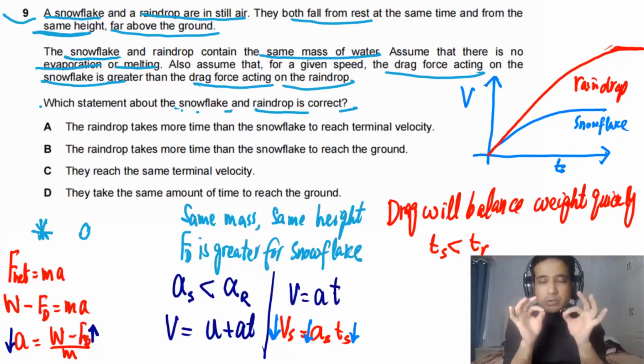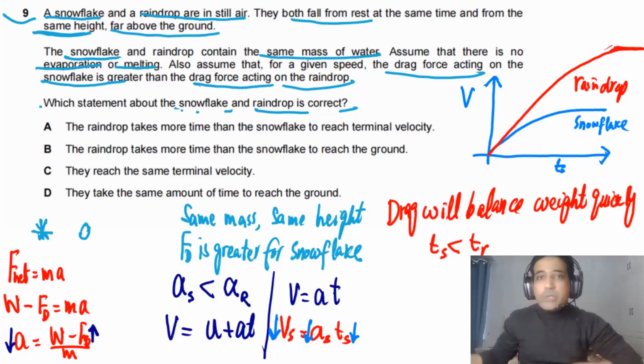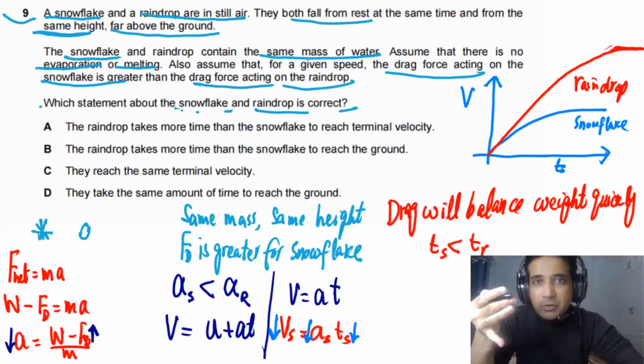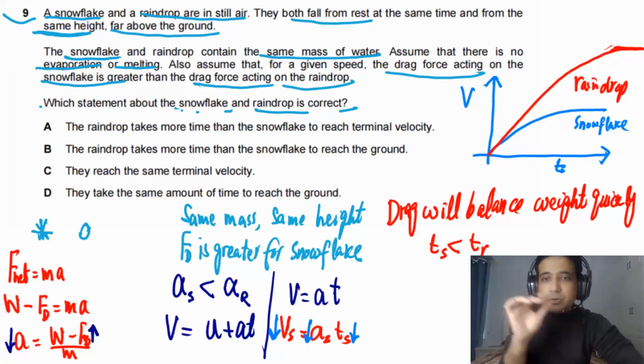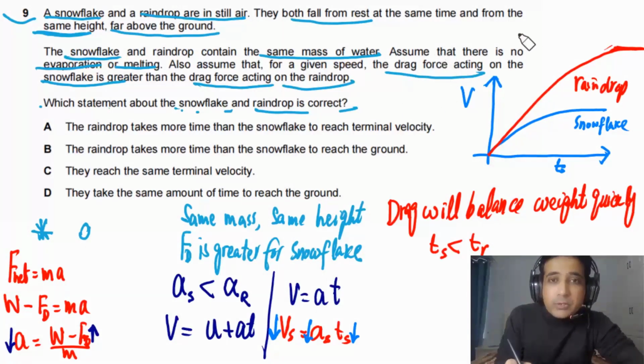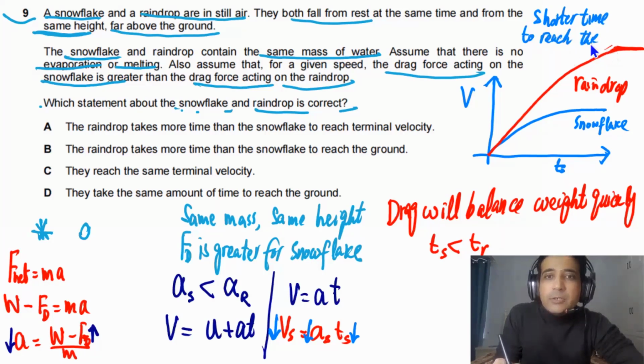So you saw in this demonstration that raindrop reached the higher terminal velocity, meaning it was moving faster and reached the ground first. It took shorter time to reach the ground. So simply we can write down in this case, raindrop will take shorter time to reach the ground. So let me write down here, shorter time to reach the ground, because it has higher terminal velocity. So we are talking about raindrop. So it will take shorter time to reach the ground because its terminal velocity is higher.